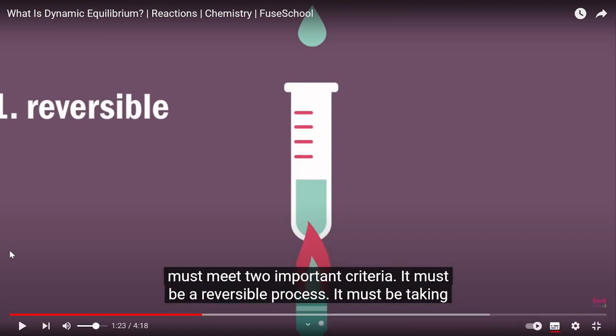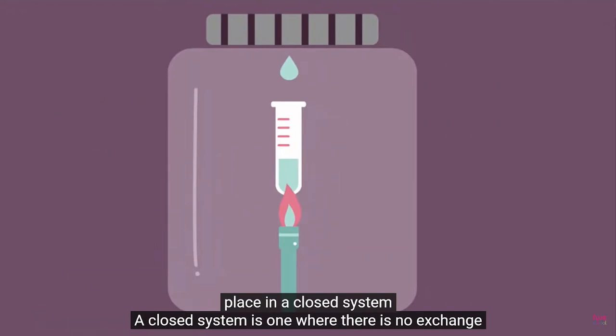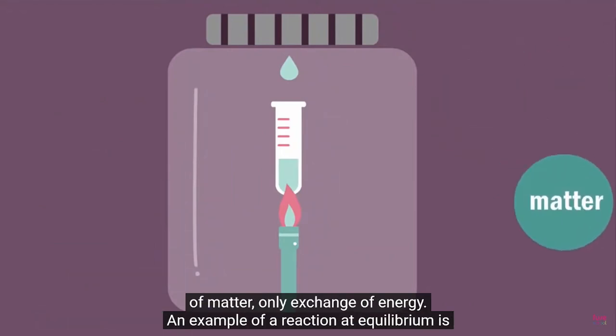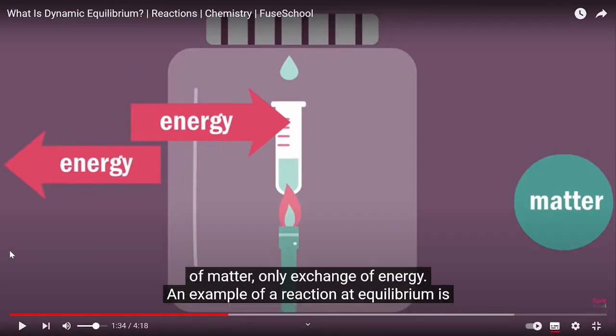Can you have an equilibrium if the process is not reversible? No, because the whole thing about an equilibrium is that the forward rate and the reverse rate are the same. If the reverse reaction does not take place at all, it can't equal the rate of the forward. Yes? Okay. A closed system is one where there is no exchange of matter, only exchange of energy. Okay, so in a closed system, you can exchange energy with the outside, but no exchange of matter.